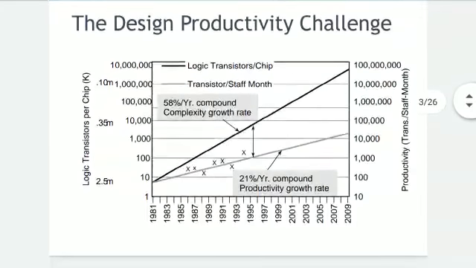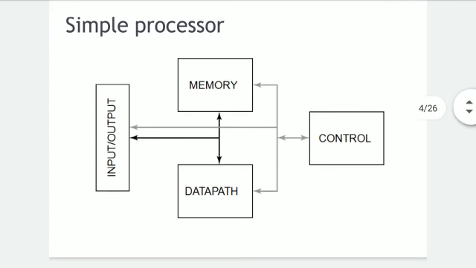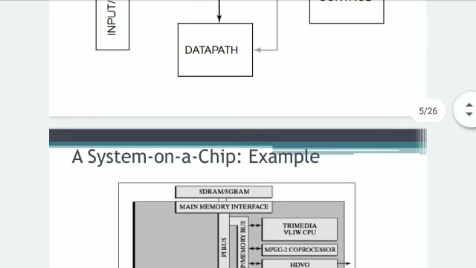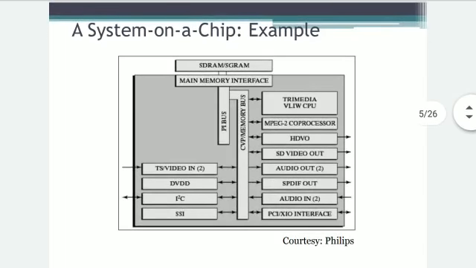Then I've shown you a graph where it has shown there is a huge gap between the productivity of engineer versus the logic transistors per chip. Then I explained regarding the simple processor how the data path, control, memory and input output are being designed using different implementation strategies. I gave example of system on chip, example for HDTV, different parts of it.